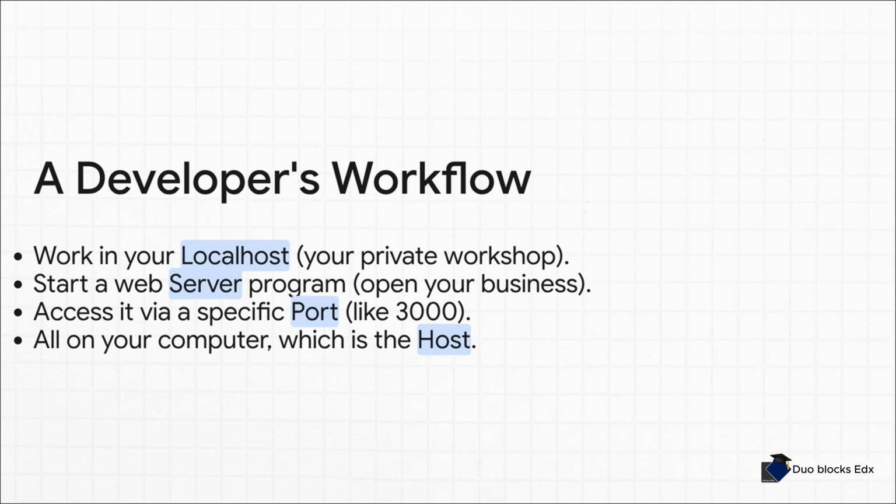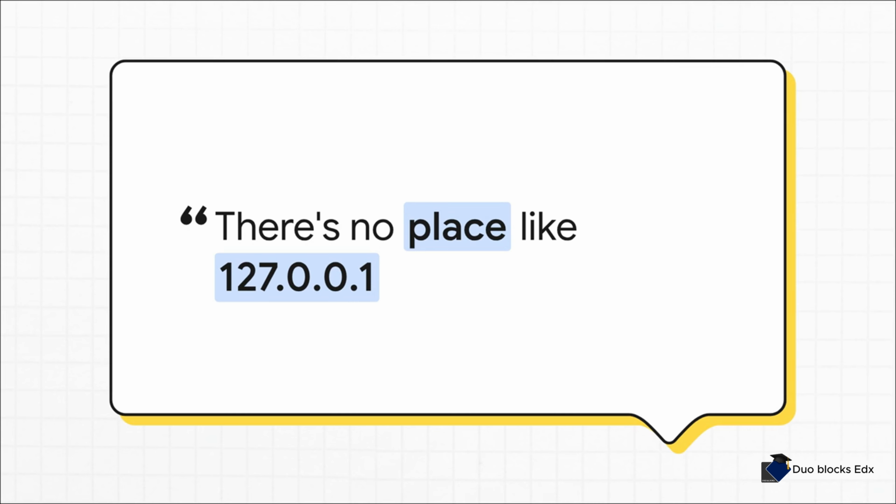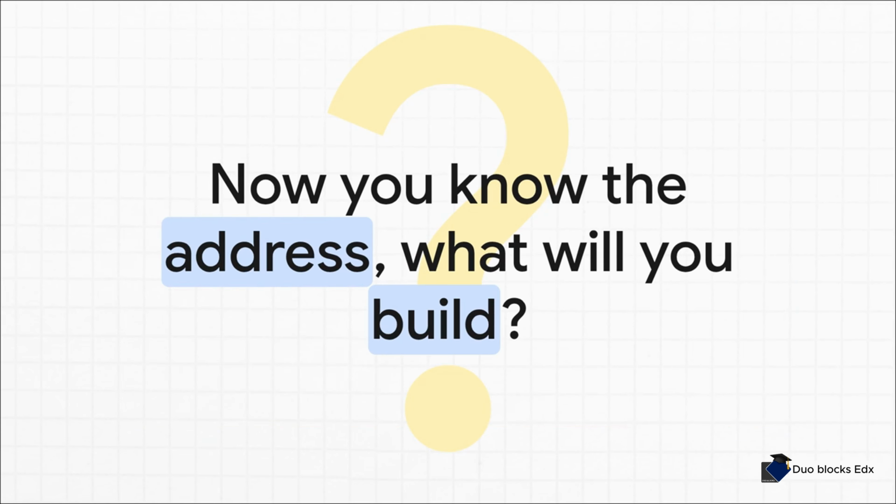They all click together. When it comes down to it, these four concepts are the fundamental address system for the web. They tell data exactly where to go, what service to ask for, and which door to use, whether that's happening on a public server halfway across the world or right inside your own private workshop at 127.0.0.1. Understanding these building blocks is the very first step to creating amazing things for the web.